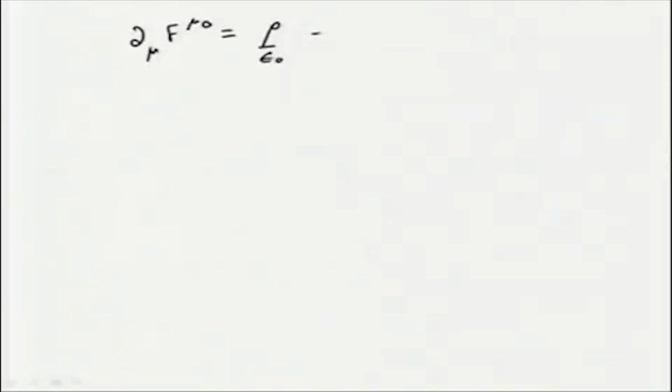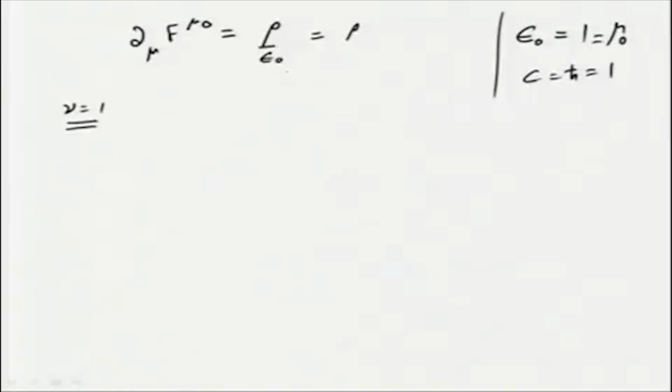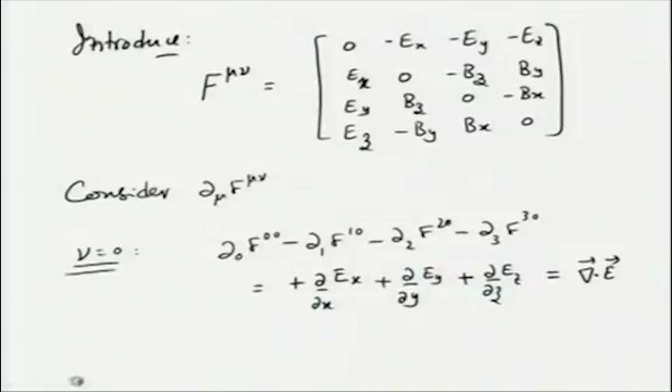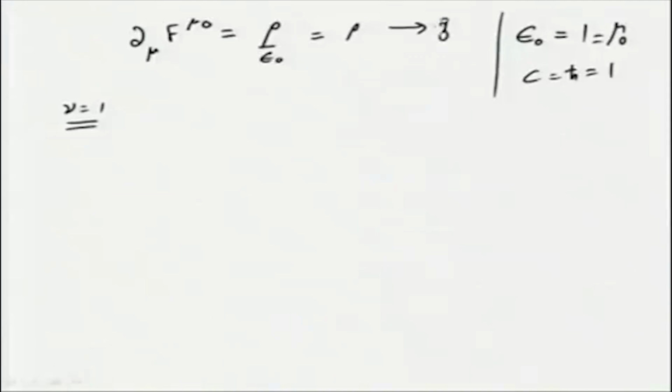If we consider the Lorentz-Heaviside units, epsilon 0 equal to 1 and mu 0 equal to 1. This is why we had taken c equal to 1, h cross equal to 1. So in that unit it is equal to rho. Now nu equal to 1 will give you, so this is 1, we already denoted two equations as 1 and 2, so here this will be 3.